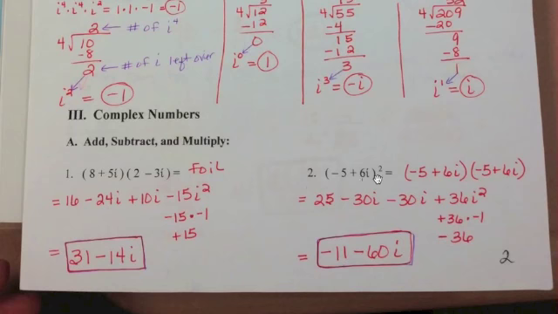Over here, same thing. Because it's squared, we write it out twice. We go through the same process. We combine like terms over here, and it becomes negative 60i. 6 times 6 is 36, and i times i is i squared, which is negative 1. So instead of positive 36, it becomes negative 36. Combine that with the 25 and it gives us negative 11.